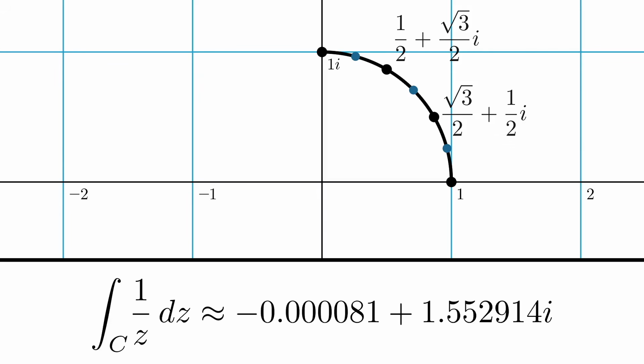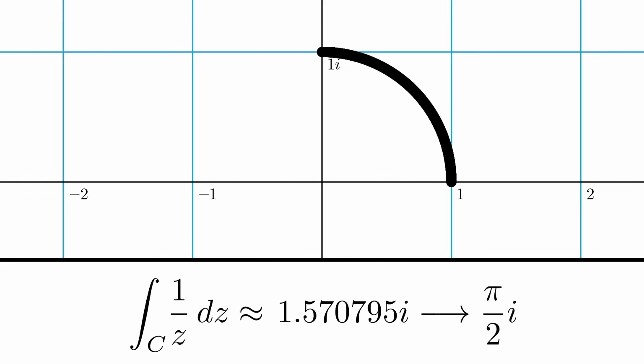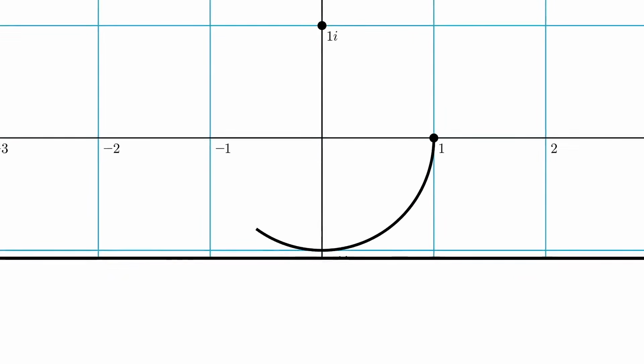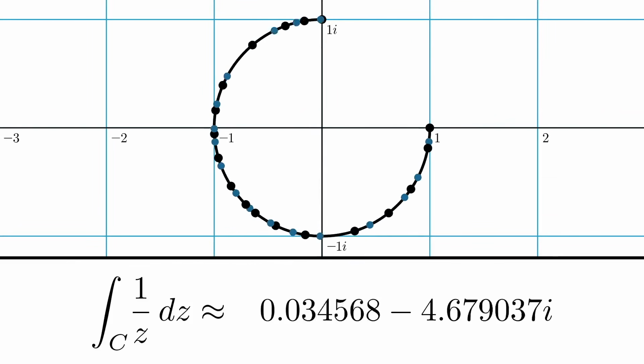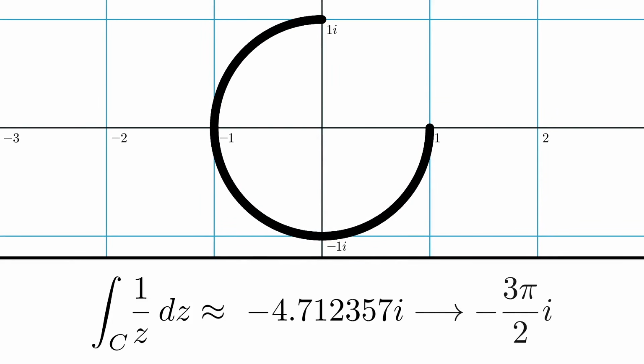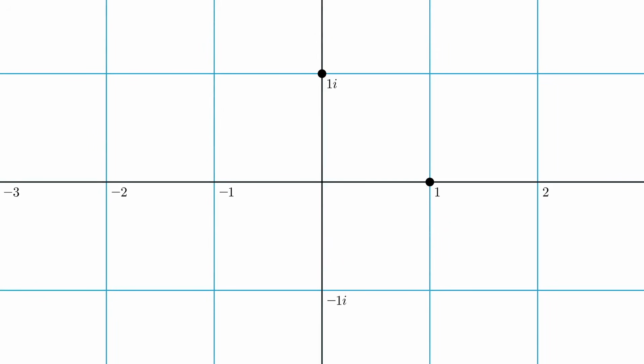If we gradually increase the number of intervals, we can watch as this estimate for our integral seems to converge to about 1.57i, which is very near to its exact value of pi over 2 i. If we repeat the same process, but instead take this 3/4 circle the other direction to get from 1 to i, then we see the results seem to be converging to minus 3 pi over 2 i instead. Again, I want to repeat, the path we choose between the endpoints very much matters in the value of the eventual integral.